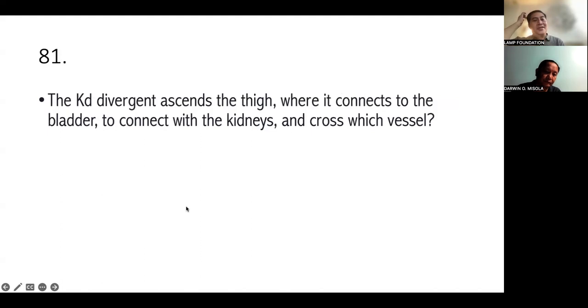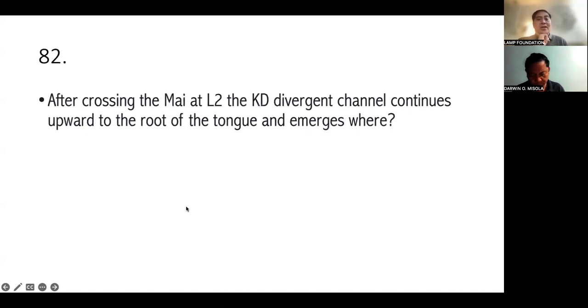The kidney divergent channel ascends the thigh where it connects to the bladder, then connects with the kidneys and crosses which vessel? The girdling vessel, the belt. In the region of which vertebra? The second lumbar vertebra.